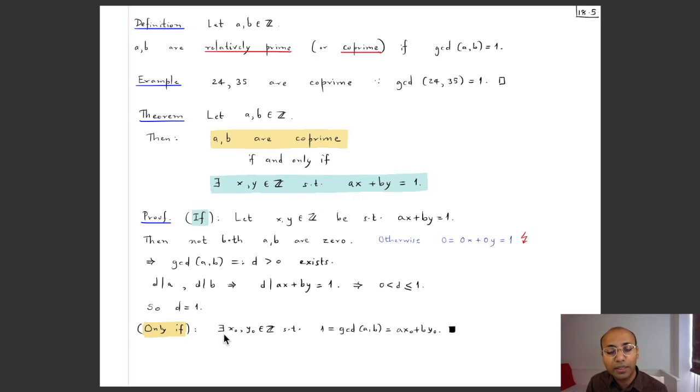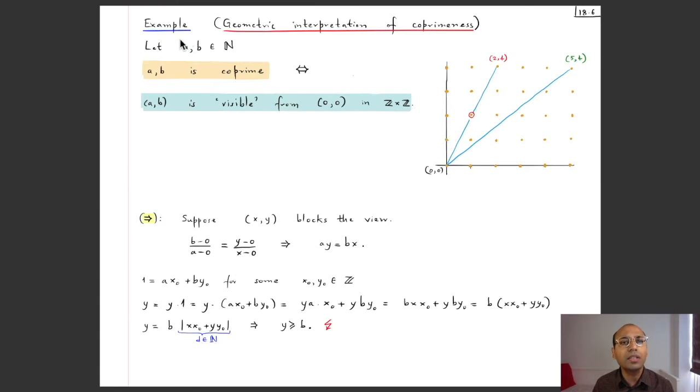and so you have got that there exist integer solutions to this equation. 1 is equal to ax0 plus by0, exactly as we want over here. So if they are coprime, then this equation is satisfied for some integers. So we have proved this theorem.